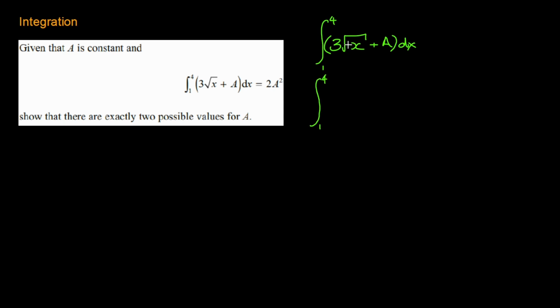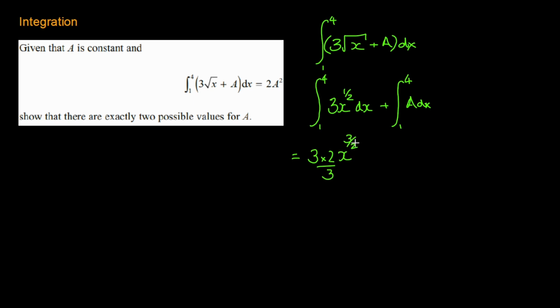Now I'm going to write this as x to the power half. So this is 3 multiplied by x to the half, with respect to dx, plus the integral from 1 to 4 of a dx. With this integral, we've got to raise the power of x to 3 over 2 by raising it by 1, and we've got to multiply the 3 by the upside down version of this, which is 2 over 3. I usually check by differentiation.